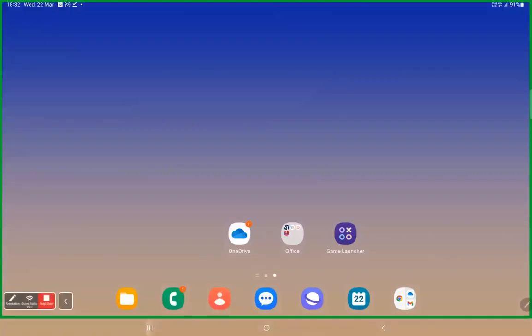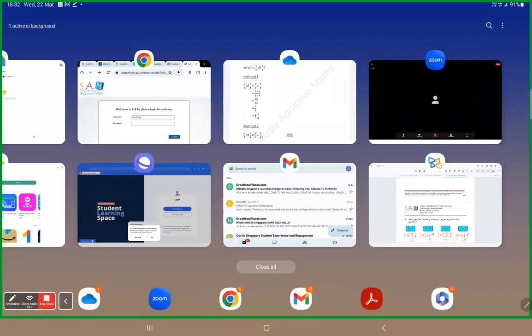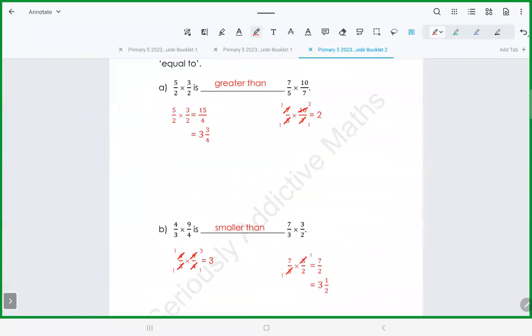Oh, apologies, I just realized that I've not shared my screen. This is really bad. Sorry for that. Let me try again. I just have to repeat what I did just now. It's embarrassing.